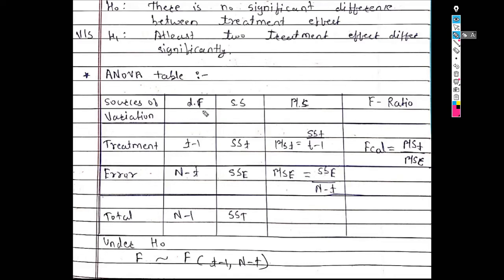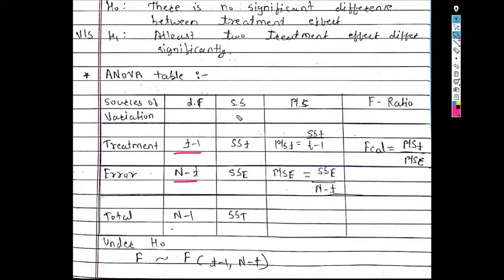The second column is for degrees of freedom. For treatment, the degrees of freedom is t minus 1. For error, the degrees of freedom is capital N minus t, where capital N means the total number of observations and t means the total number of treatments which we consider for comparison. And the degrees of freedom for total is capital N minus 1.